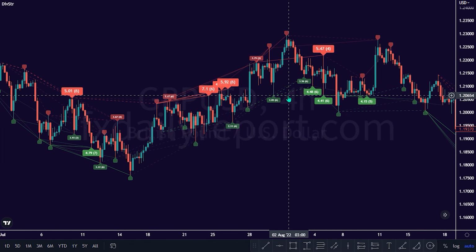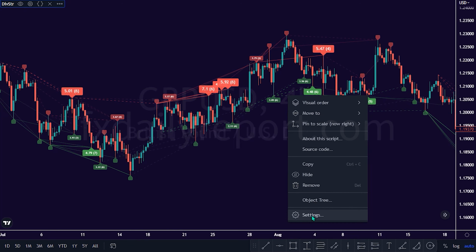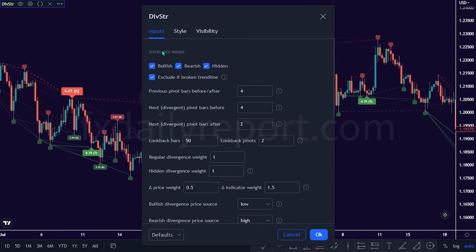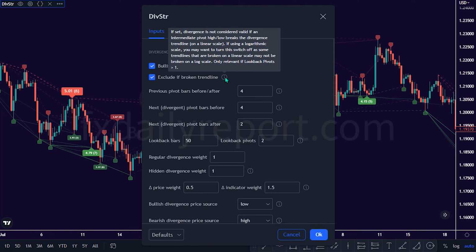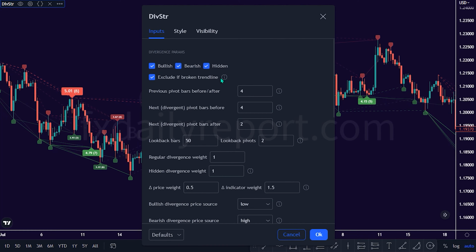Left-click on the indicator and select the Settings option to see its parameter details. Under the Input settings, there are the divergence parameters, which consist of the bullish, bearish, and hidden divergence signals. There's also an option to exclude if broken trendline. If this is set, divergence is not considered valid if an intermediate pivot high-low breaks the divergence trendline on a linear scale. By default, the previous pivot bars before or after is 4.